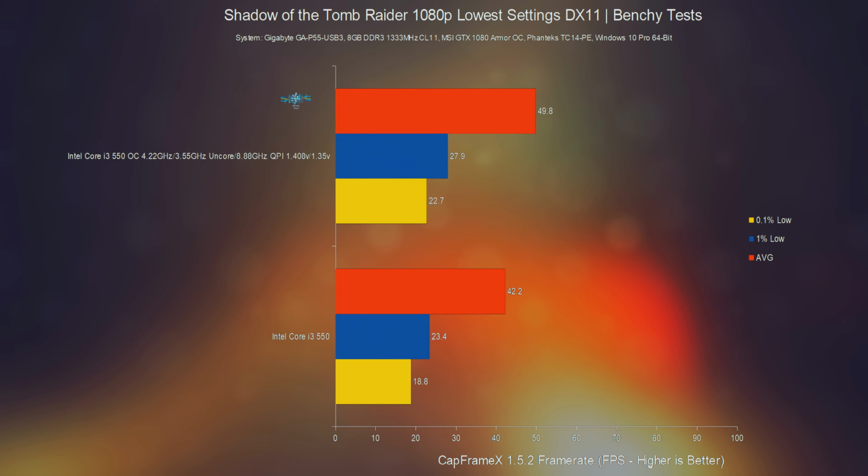At stock, the 550 managed 42.2, 23.4 and 18.8 FPS for average, 1% and 0.1% low frame rates respectively. The overclock improves things a little bit, but not by much, and the issues we saw with micro stutter and minor hitching are still present. Not as severe as at stock, mind you, but they're still there and still noticeable.